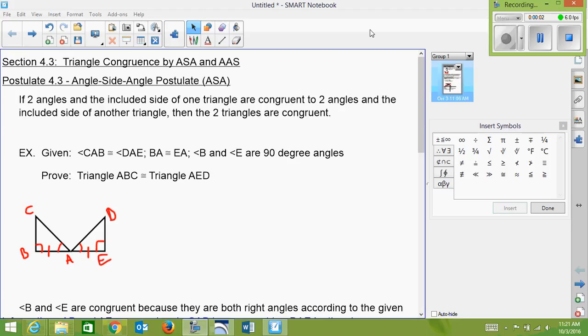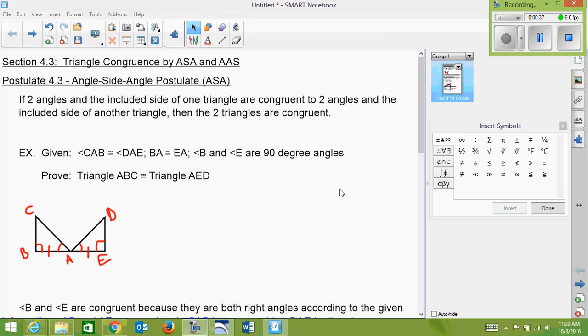Hello and welcome to section 4.3, which is triangle congruence by ASA and AAS. So postulate 4.3 is the angle side angle postulate, ASA. It states that if two angles and the included side of one triangle are congruent to two angles and the included side of another triangle, then the two triangles are congruent. So you have two angles, and then you also know the sides are congruent that are between those two angles. Different from the SAS, which was two sides and the angle in between.